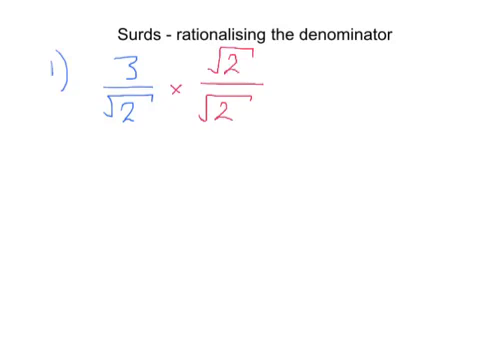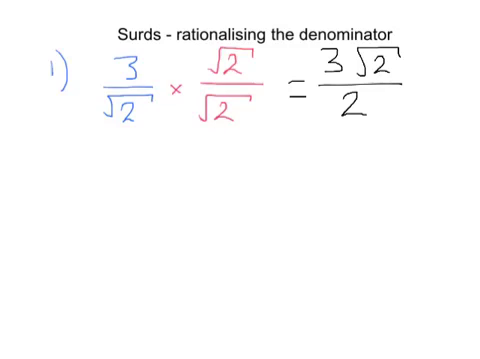Now we're not changing the value of the fraction, but crucially, when we multiply across the bottom, we're going to do root 2 times root 2, and that's going to get rid of the surd from the denominator of this fraction. So what does this equal? Well, 3 times root 2 on the top, that's 3 root 2, divided by root 2 times root 2, which we've already said becomes a whole number, 2. So it's 3 root 2 over 2, or 3 over 2 root 2.